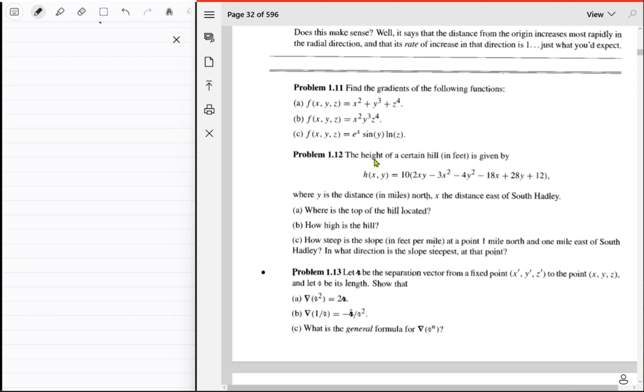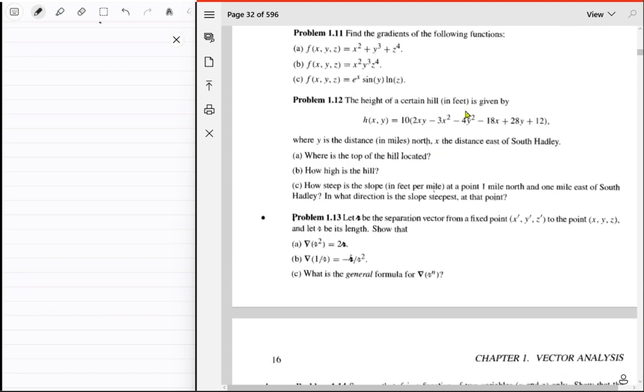Okay, then you've got problem 1.12. The height of a certain hill in feet is given by this expression, where y is the distance north and x is the distance east of South Hadley, some place. So x is the distance east of that, and y is north of that. Got it. Okay, an xy system, whatever. The height of the hill is given by this, so it's all the z coordinate. Where is the top of the hill located?